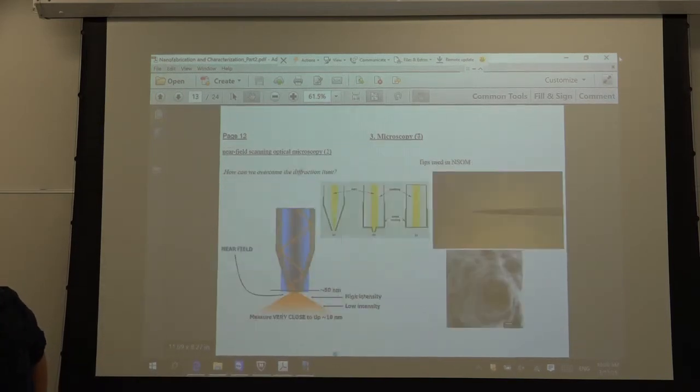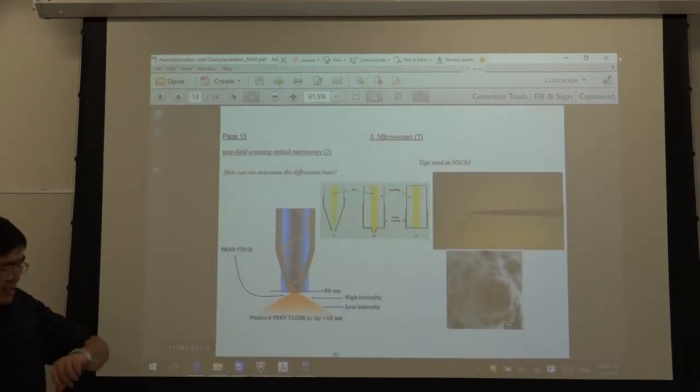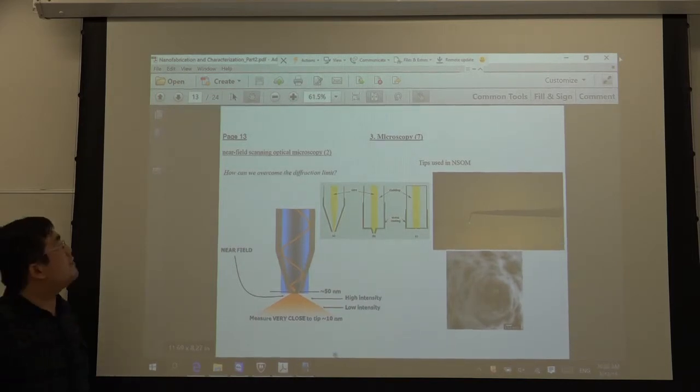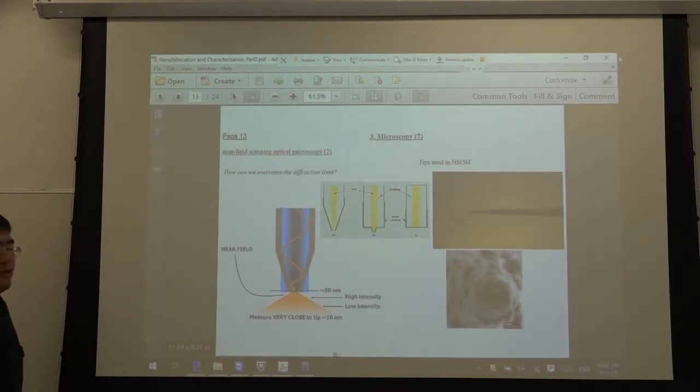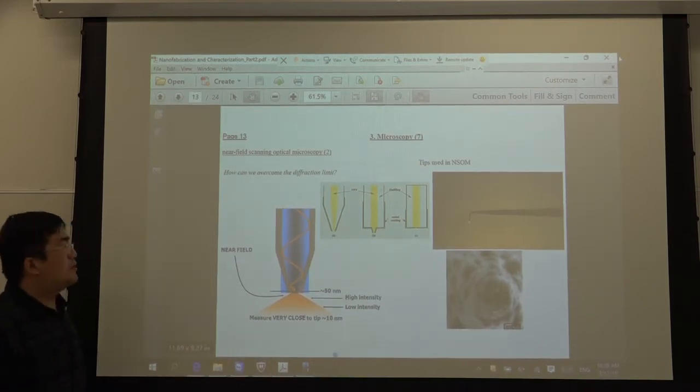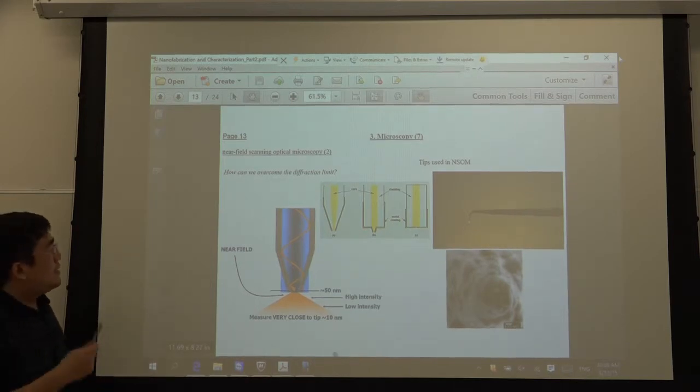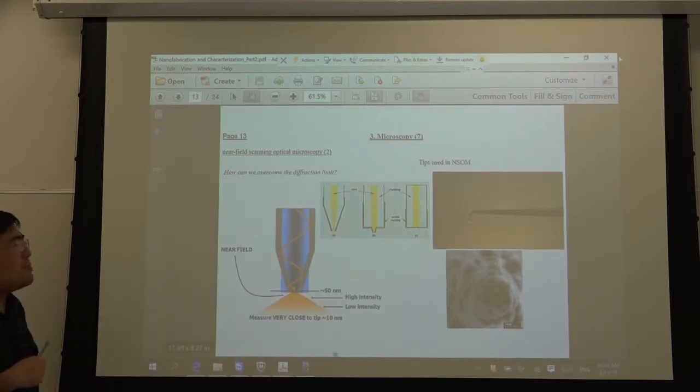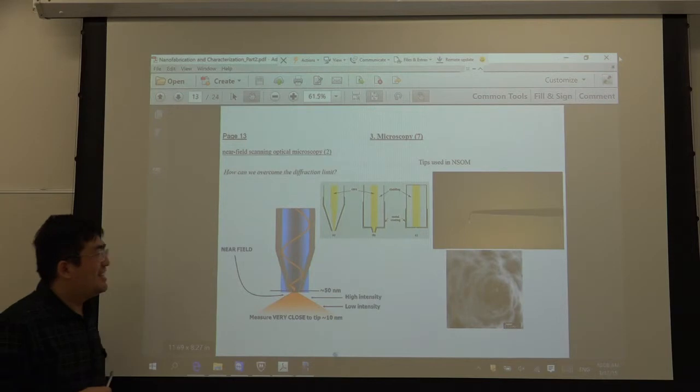This is basic. So I think the method to solve this problem is near field scanning optical microscopy, called NSOM, or someone calls it SNOM. This equipment is very expensive, maybe 2 million.